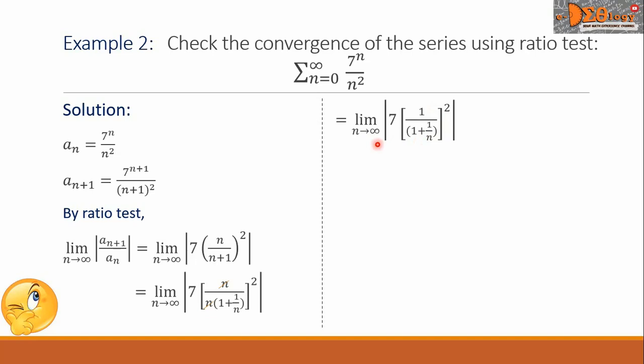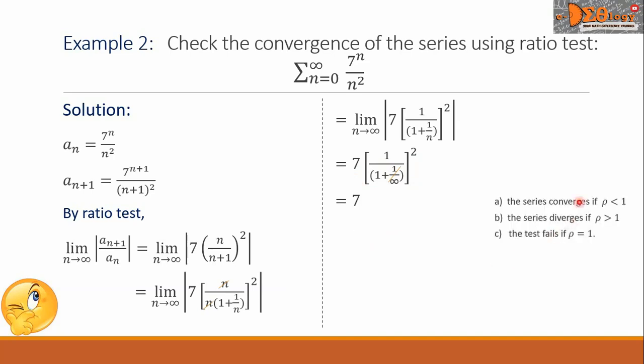Now let us evaluate the limit, which means we substitute infinity for n. So we have here 1 over infinity, which we know becomes 0. Simplifying now, 1 over 1 is simply 1. 1 squared is 1, and 7 multiplied by 1 is simply 7. Here is the rule again for the ratio test. We can see that the value is 7, which is more than 1, which means the series diverges.